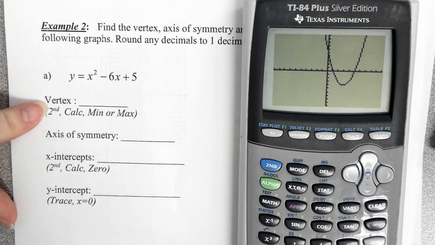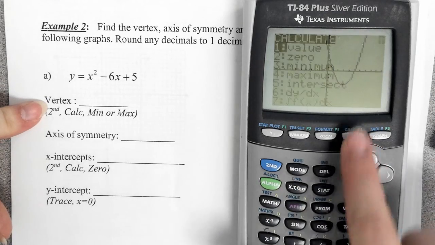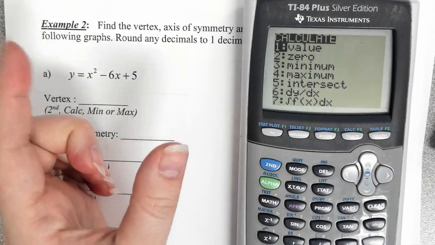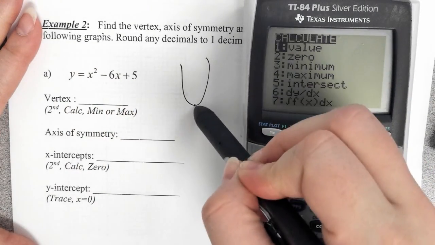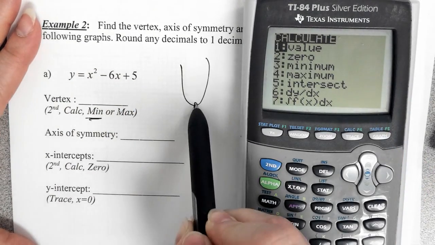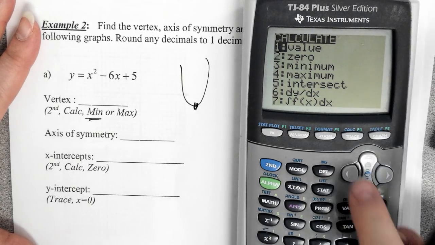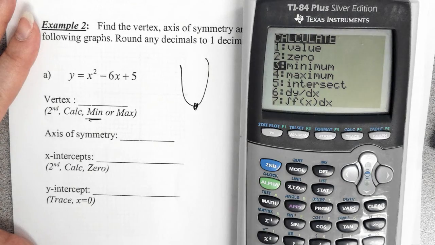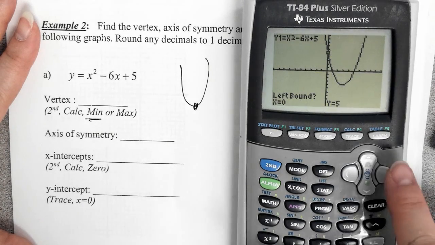From here, the first thing I want to find is my vertex, so hit second calc. My graph was shaped like a U, so it will have a minimum point. So I'm going to scroll down to option 3. If my graph were flipped over, I'd use option 4 to find my vertex.